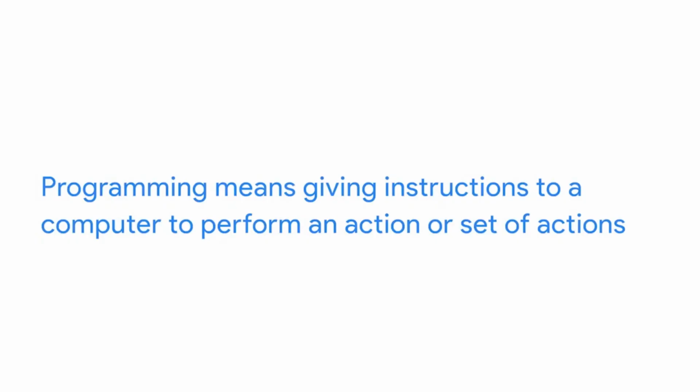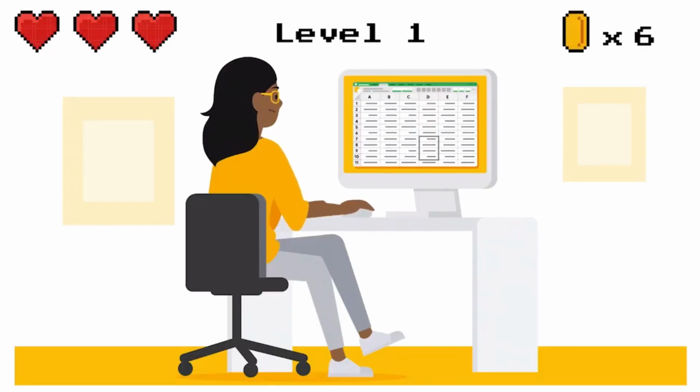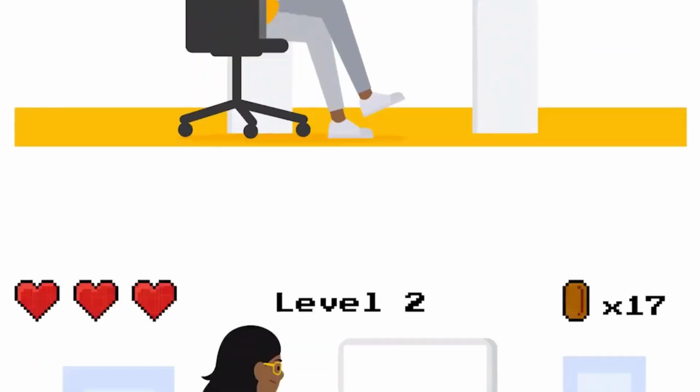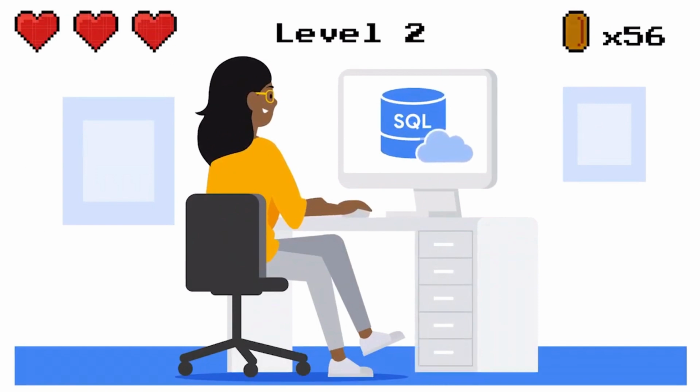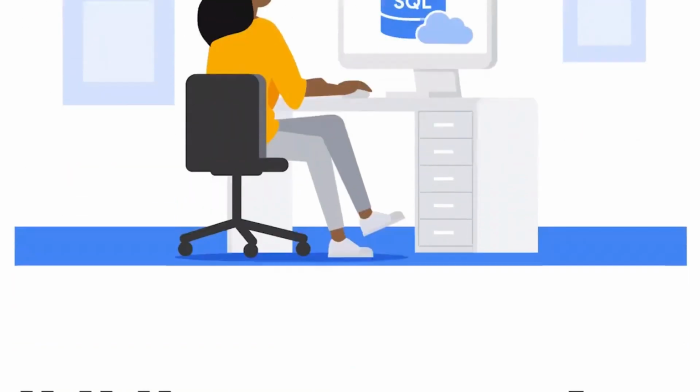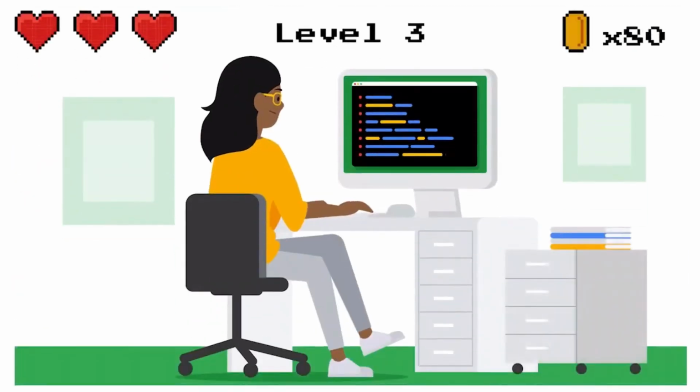Earlier, you learned that programming means giving instructions to a computer to perform an action or set of actions. And even if this is your first time programming, you already have plenty of experience telling a computer what to do. For example, you've probably used a spreadsheet function to sort your data or perform calculations. Or you might have used SQL to tell a computer how to pull data from a database or join two different data tables. Programming goes even further. It gives you the highest level of control over your data.